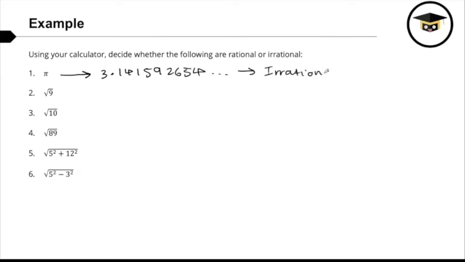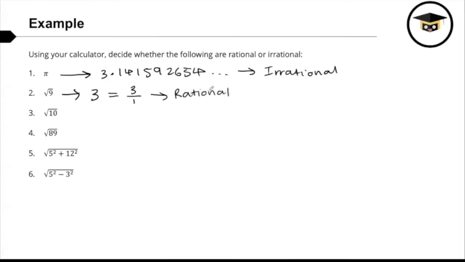Now we look at root 9. Hopefully you know that 9 is a perfect square. So if we write root 9, we can actually just say that is the exact same as 3. Now we know 3 can be written as a fraction, right? It's an integer. So we can say that 3 can be written as 3 over 1. And so therefore, we can say that 3 over 1 or root 9 is going to be a rational number.